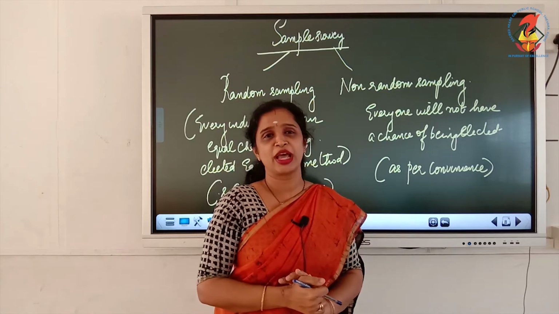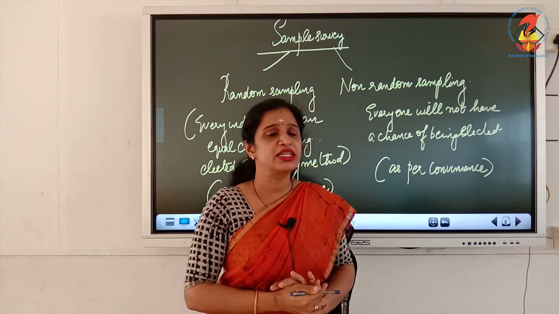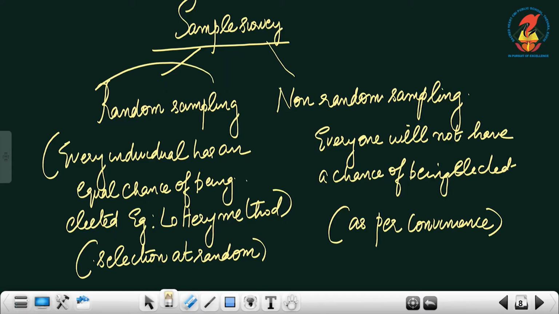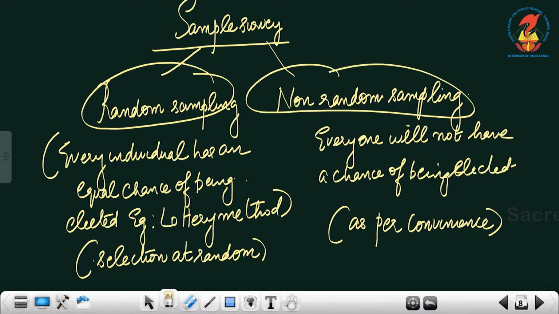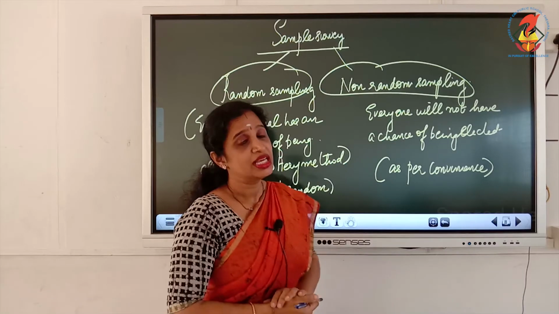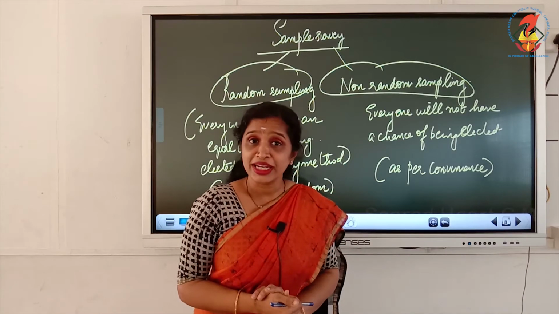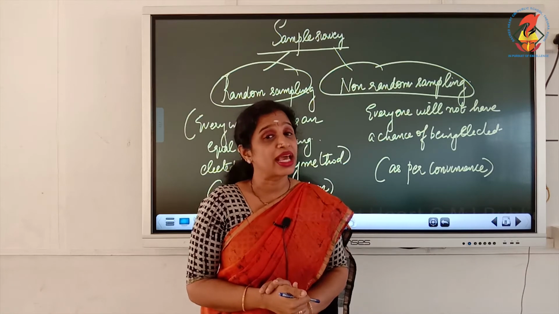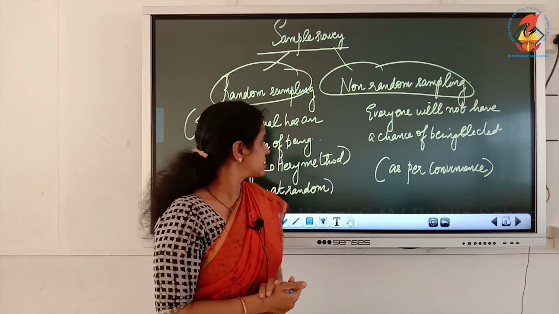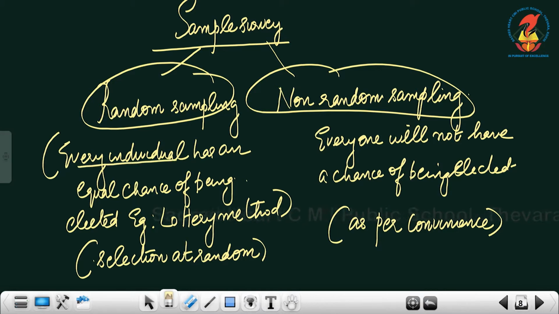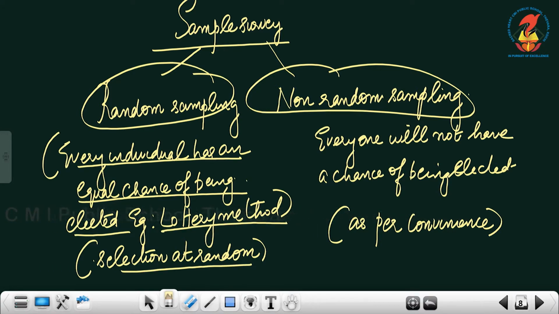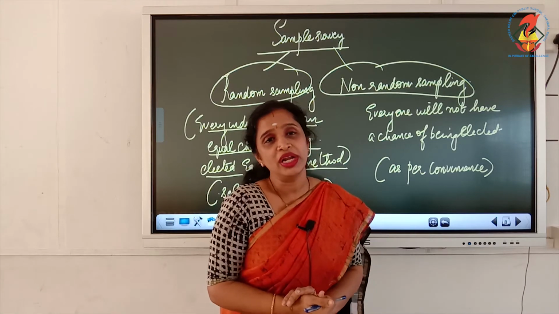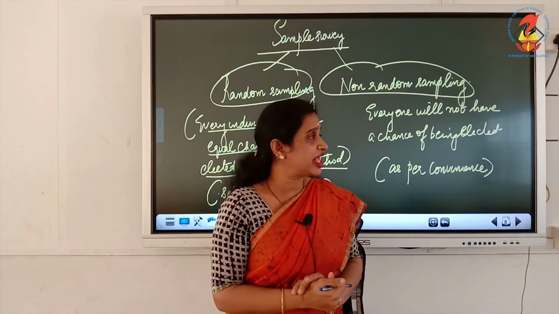How do we do the sample survey? There are two methods of doing the sample survey, that is random sampling and non-random sampling. Now, what is random sampling? In random sampling, every individual has an equal chance of being selected. Example, lottery method. Selection is done at random. This will be clear only when I give the example of lottery method.